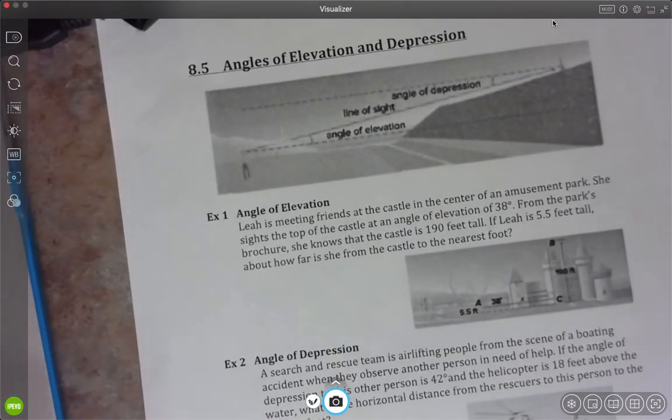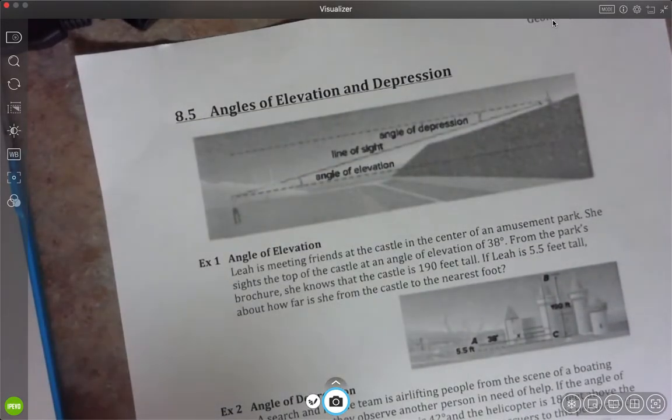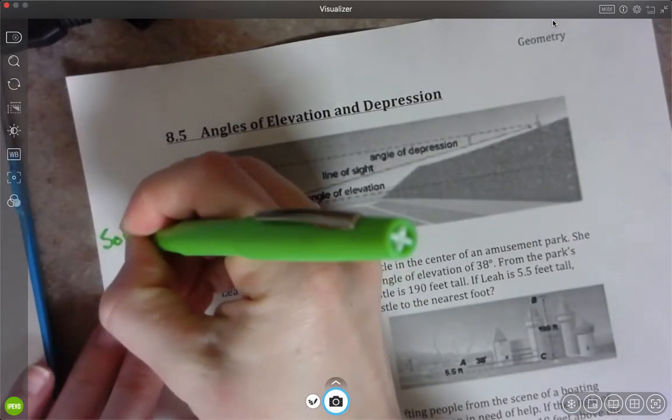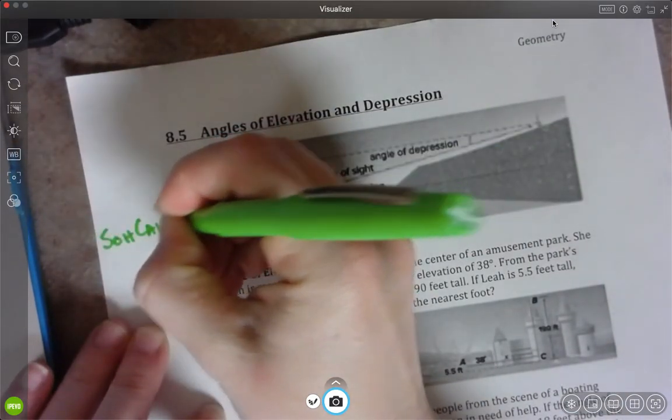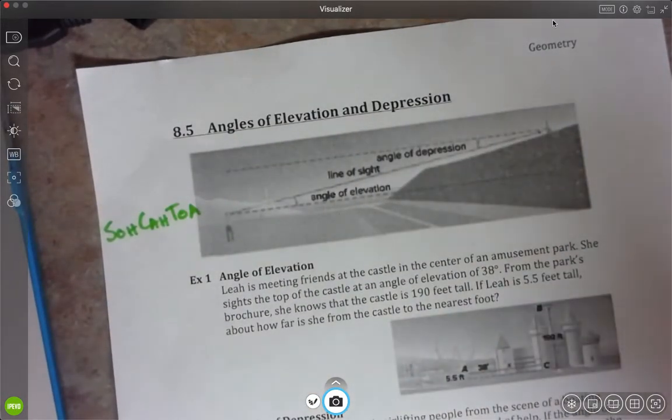Okay, geometry, we're moving right along with section 8.5. This is going to go really hand in hand with section 8.4 when we started talking about SOHCAHTOA, so that's going to be really important. I'm going to put that over here. SOHCAHTOA, but these are more in particular like story problems or applications of SOHCAHTOA.